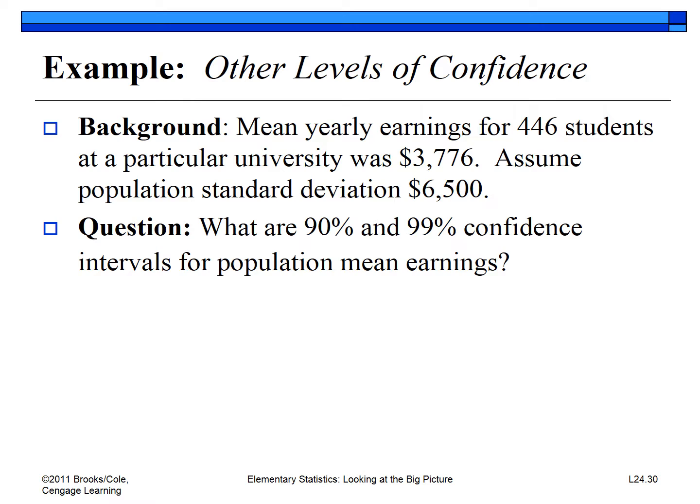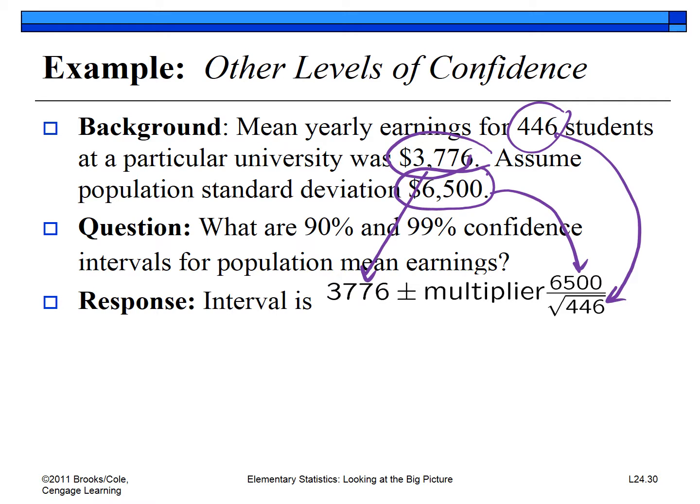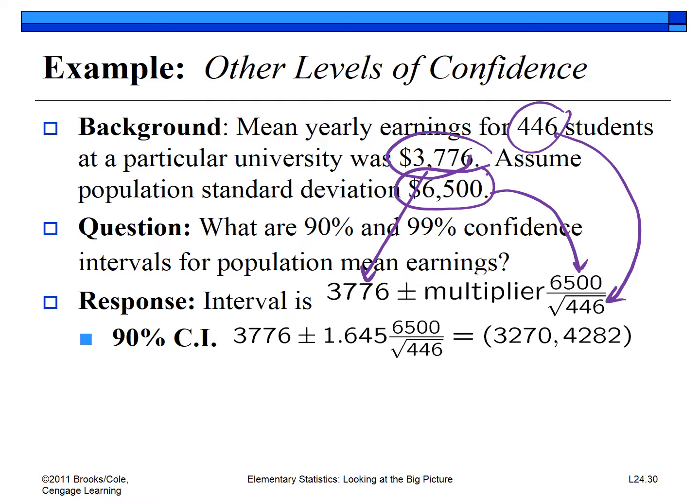So with our same situation, let's compute 90% and 99% confidence intervals. Confidence intervals, remember, are the sample mean plus or minus some multiplier times the population standard deviation divided by the square root of the sample size. So, to construct the 90% confidence interval, we'll use a multiplier of 1.645, which gives us an interval of approximately $3,270 to $4,282.